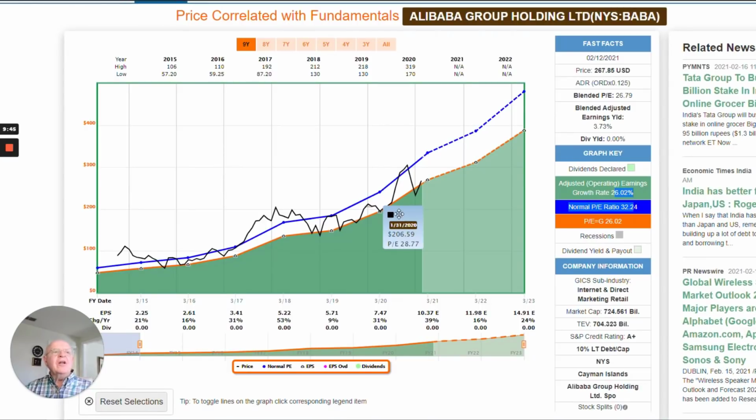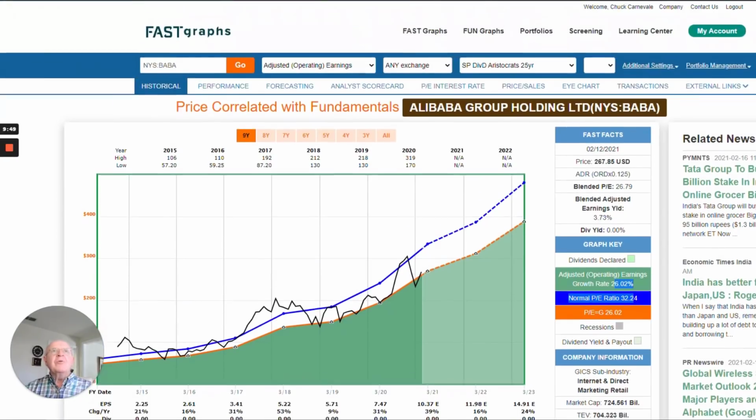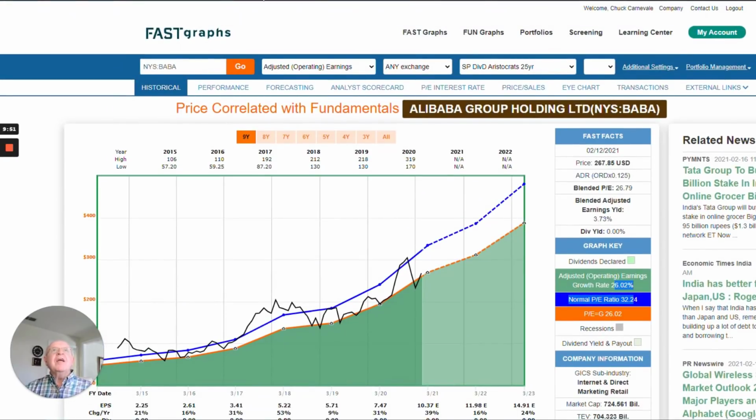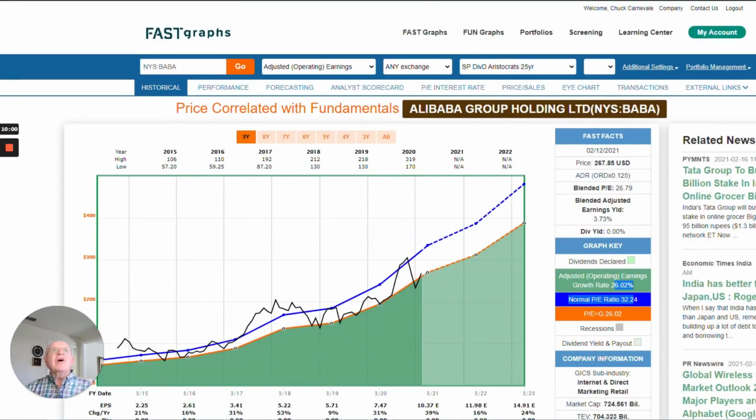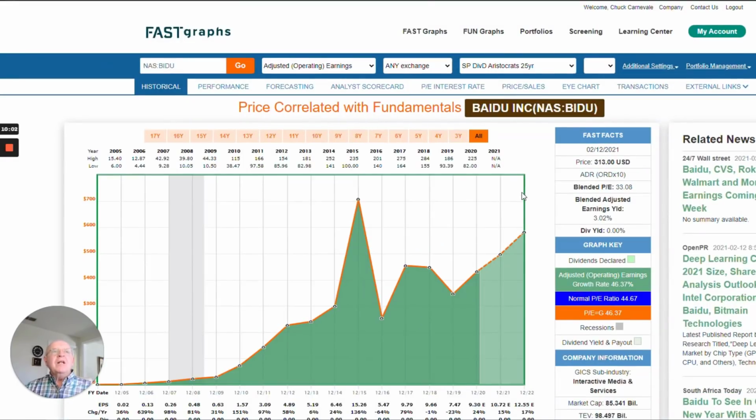If you feel good about investing in Chinese stocks, this one is A+ rated, only has 10% debt. So that's a very interesting company to look at. As I said, you can go out and do further research, but looking at it strictly by the numbers, the stock looks attractive. Now, moving on to Baidu, which is kind of the Google of China, if you will.